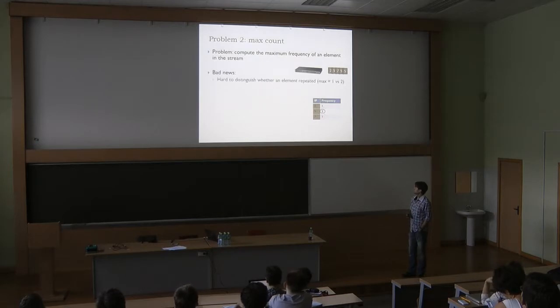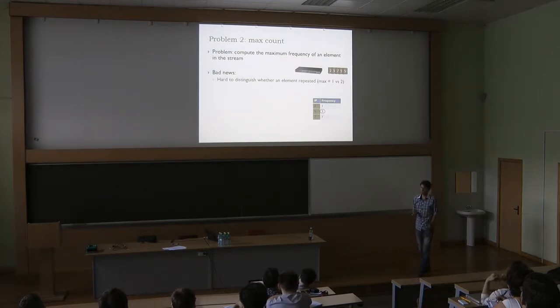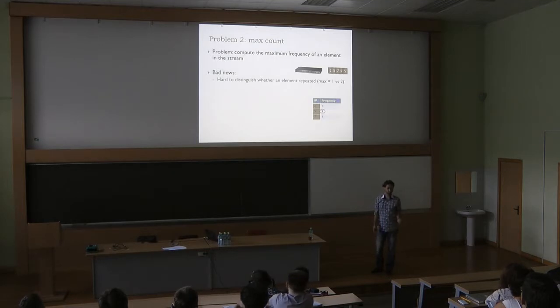Okay, so bad news. It's actually hard to distinguish whether max count is 1 or 2. Max count 1 means that there are no repetitions of any element. Max count 2 means that there is at least one element that repeated. Distinguishing between these two cases is hard. What does it mean to be hard? Well, there is nothing else you can do but essentially store the entire table with, for each IP, how many times we have seen it. This is bad because these tables are huge. They do not fit on a router. That would be really bad. So what do we do?